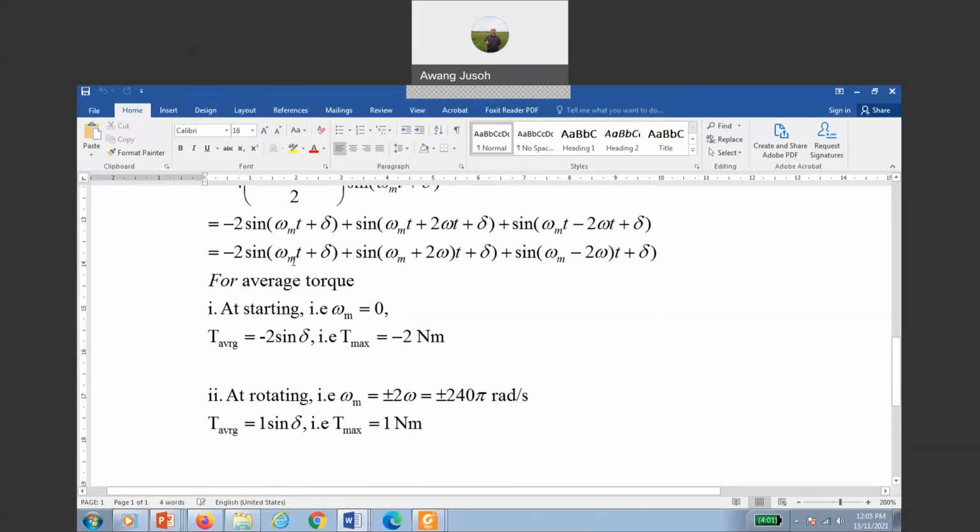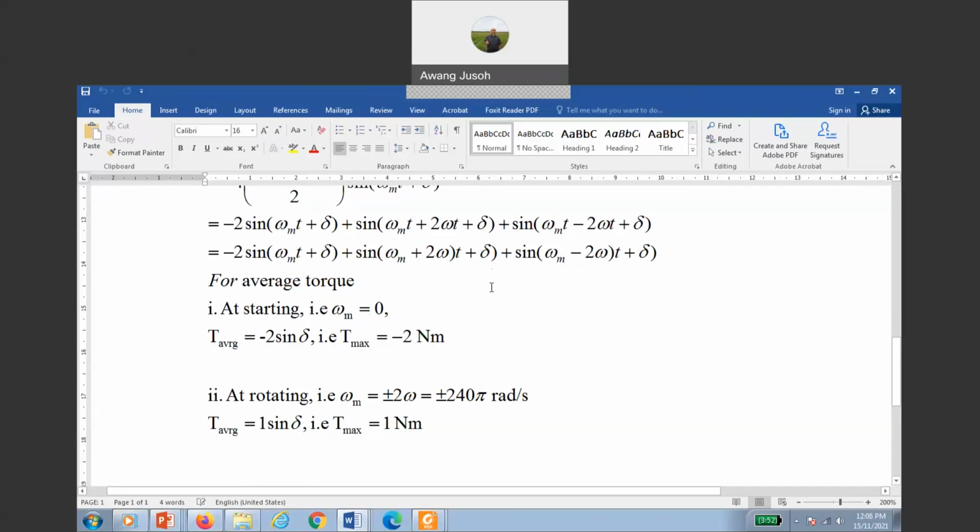We have 2 parts there. Depending on the polarity of omega, if omega is plus, then we have this torque here. This torque equals sine, multiplied by this angle. So sine 2 delta, and this one term is equal to 0. So sine delta only. One sine delta represents the average torque.